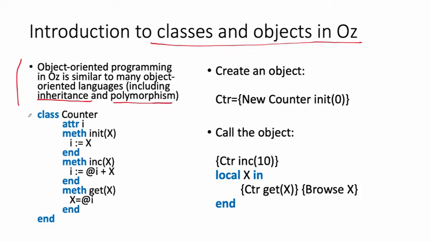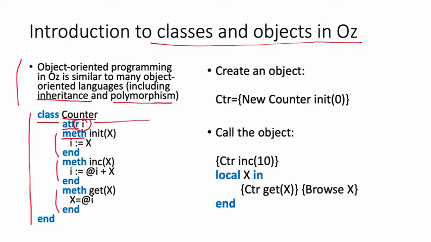I just want to show you how to define an object in Oz. So here's a simple class. It has the keyword class. The class is called counter. It has an attribute, with the keyword attribute, and methods with the keyword meth. The attribute is I. And then here's a method initialization, a method inc, and a method get.